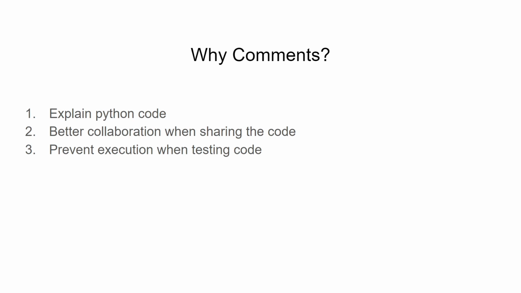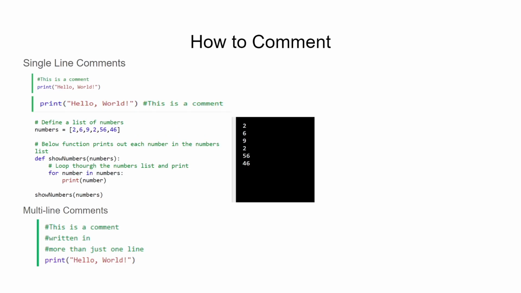Comments are also a powerful tool to prevent execution when testing the code. So let's dive in to how to create a comment. Python comments start with a hashtag, and Python will ignore the words that have been typed after the hashtag. So basically, you can type the hashtag in front of the row, or you can also place it at the end of the line, and Python will ignore the rest of the words.